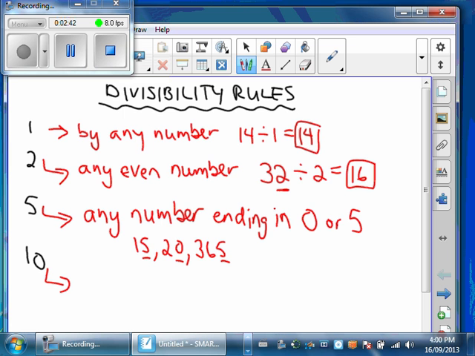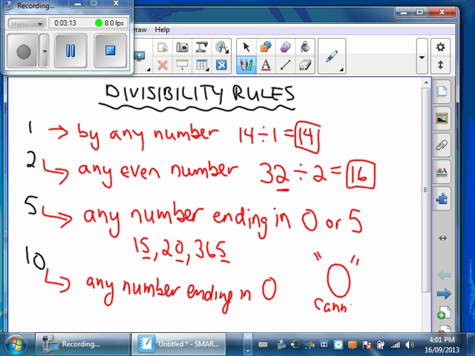The last one is 10. And 10 is even more restricted because it has to have any number ending in 0. It has to have a number that ends in 0. Okay. Now, there is one exclusion there, and that is the number 0. Remember, 0, you cannot divide by 0. Because it's impossible to divide 0 groups.